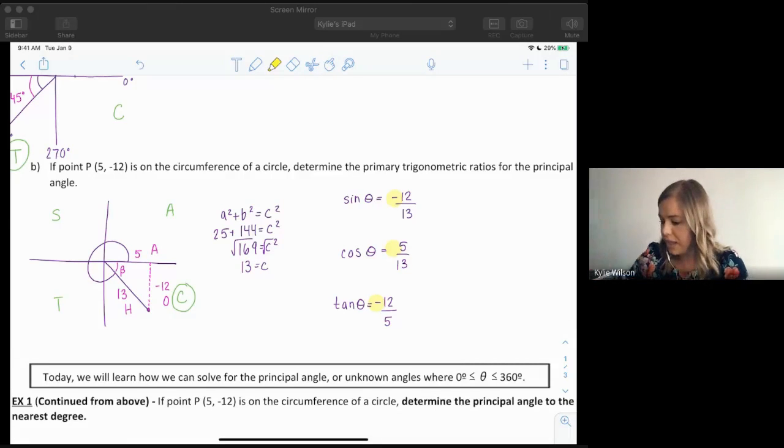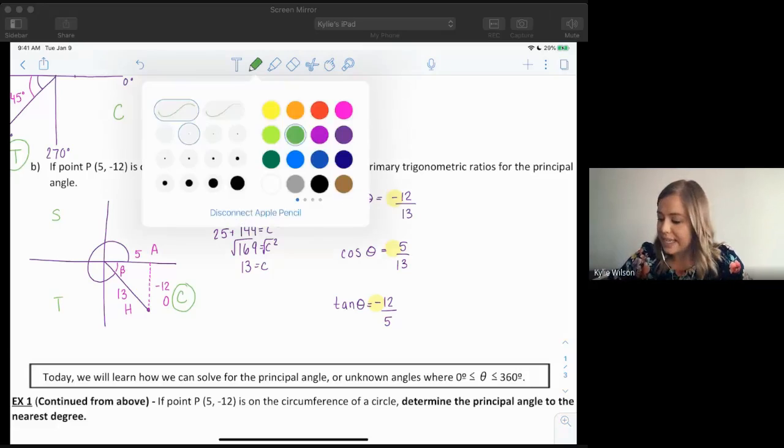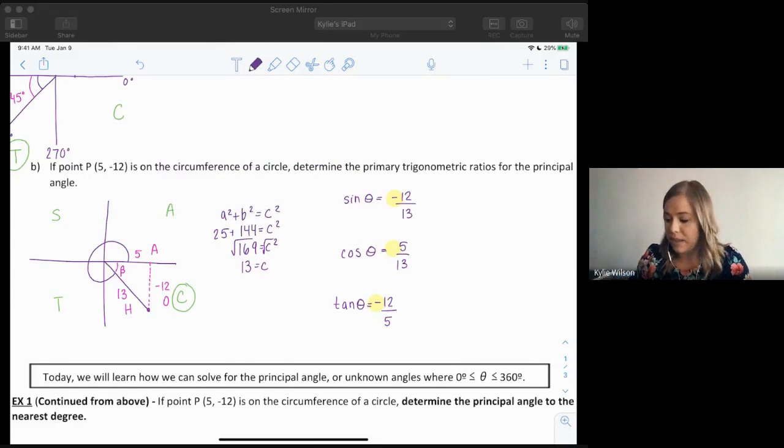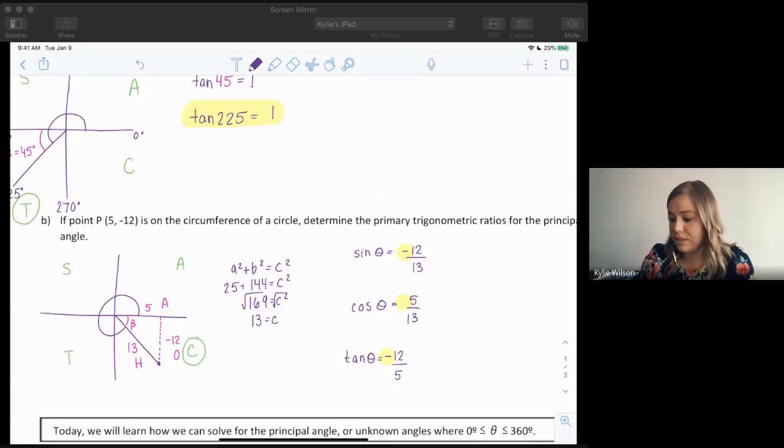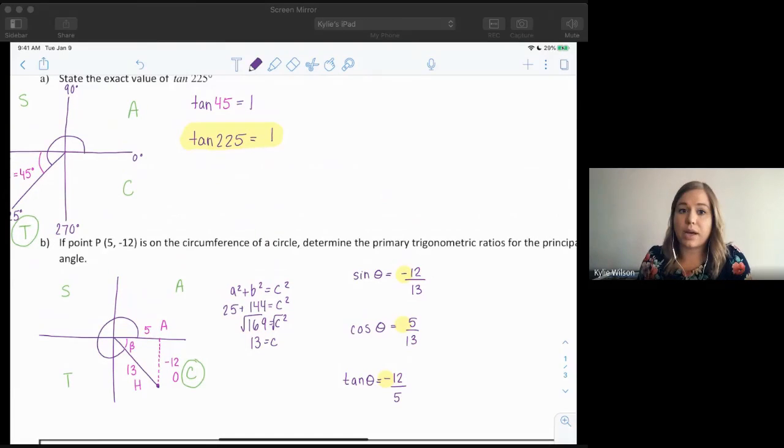So now what we're going to do is, instead of going from my angle to my tan value, I'm going to be given a ratio value and I have to go back to my angle. So that's what we're going to work on. And we're still going to be looking at our angles, looking at our CAST rule. So hopefully everything starts to clear up throughout this lesson.